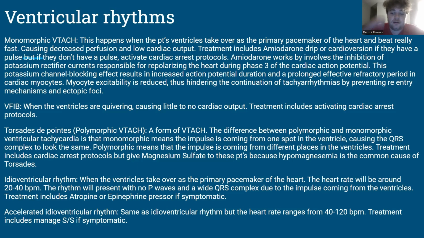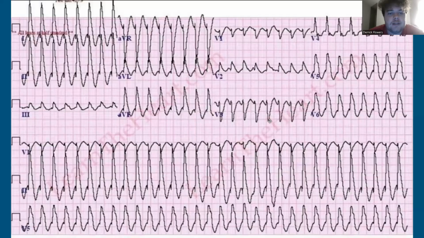Now, for this one, accelerated IVR. Same thing as idioventricular, but the heart rate ranges from 40 to 120 beats per minute. Treatment is manage signs and symptoms if they're symptomatic, right?